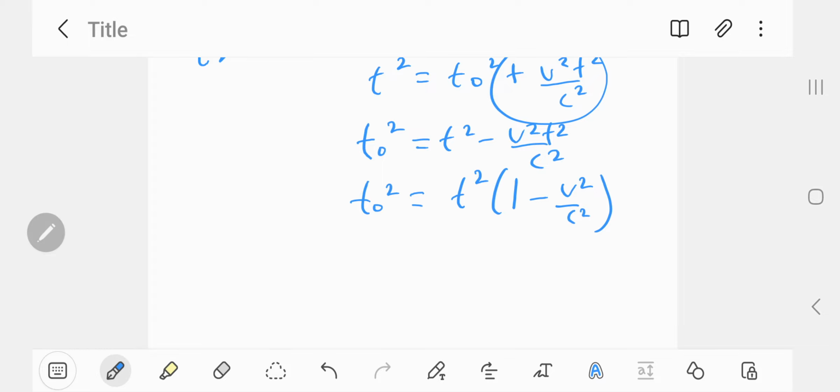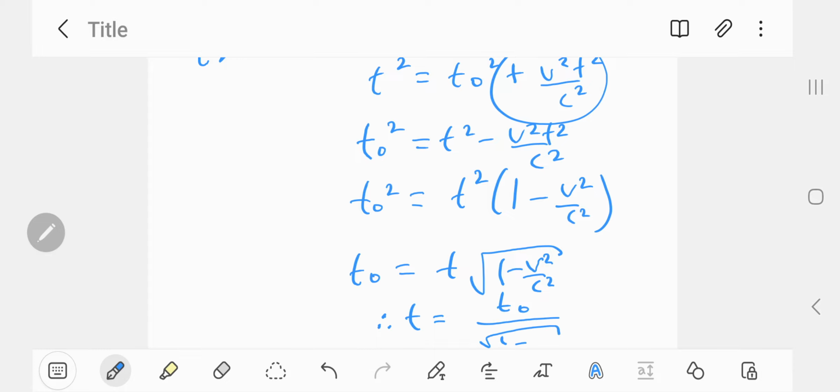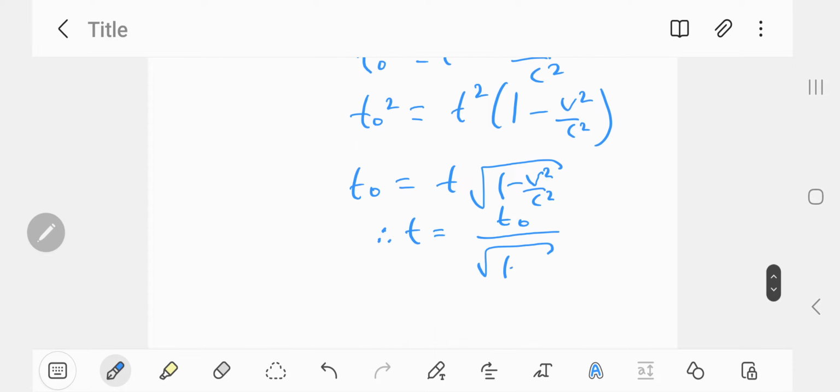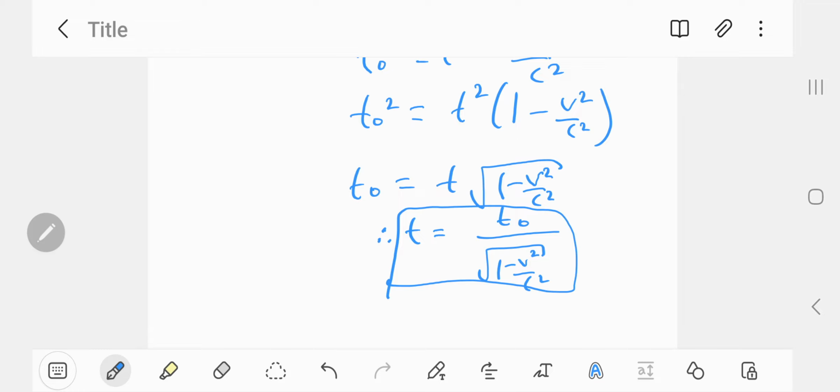And then taking the square root of both sides, we're left with t₀ is equal to t times the square root of 1 minus v squared over c squared. And then therefore we can write that t is equal to t₀ over the square root of 1 minus v squared over c squared. And this is the time dilation formula.